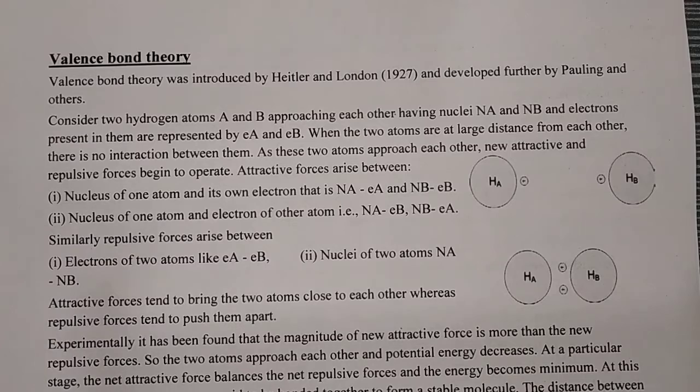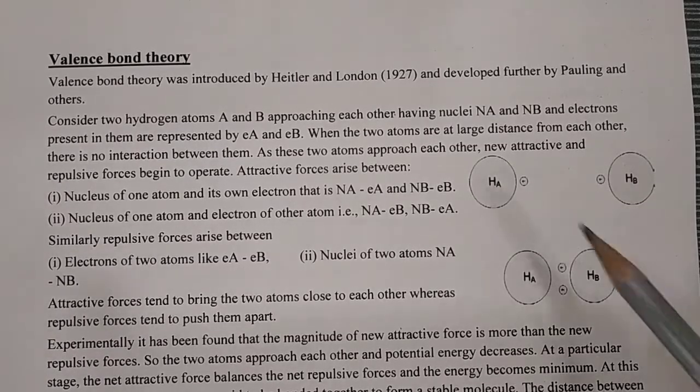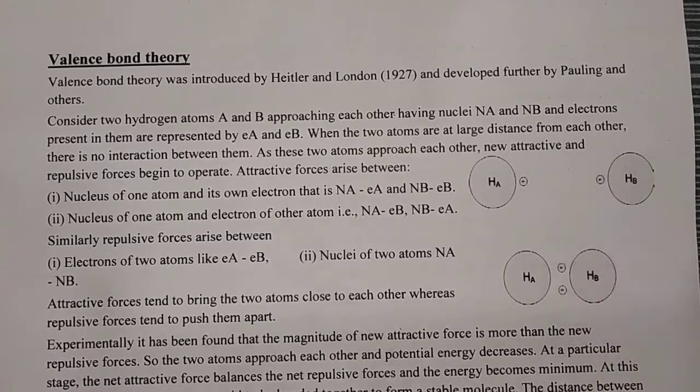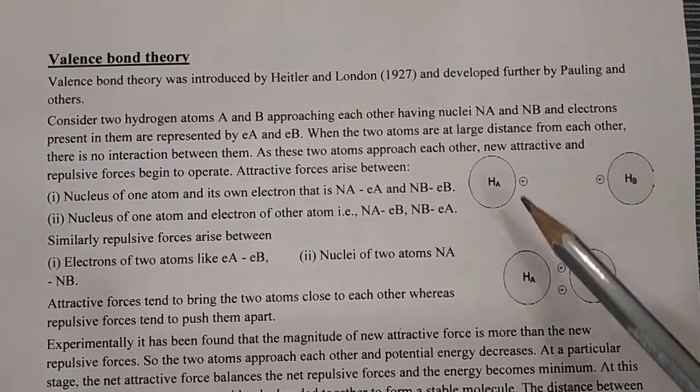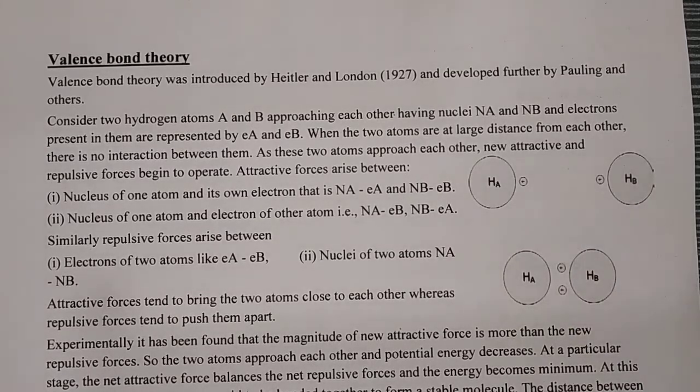Opposite to that, how many repulsion forces are there? Repulsive forces are between the same charges: electron 1 with electron 2, that is Ea with Eb repulsion, and nucleus Na with Nb repulsion. So these are the two different repulsion forces, and all the remaining are attractions. Here the attractive forces are more than the repulsive forces, and due to this reason H and H combine together and give you an H2 molecule. This is all about VB theory.